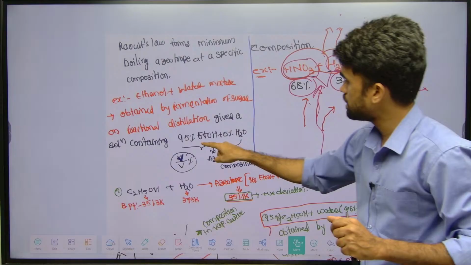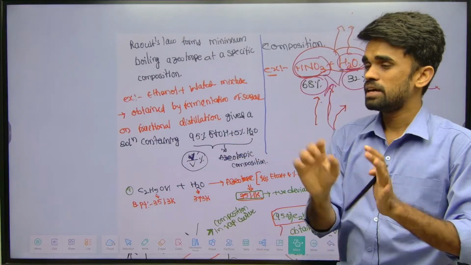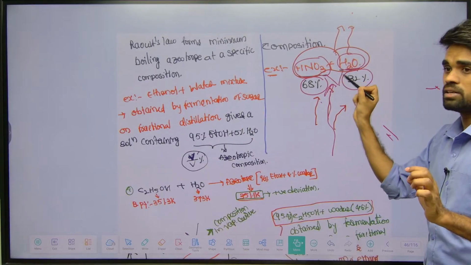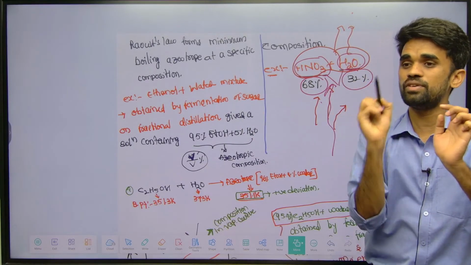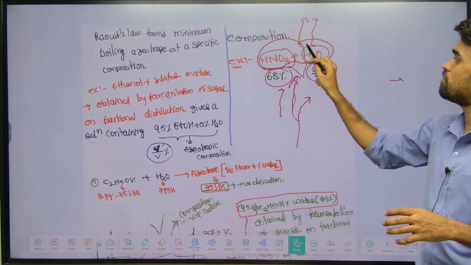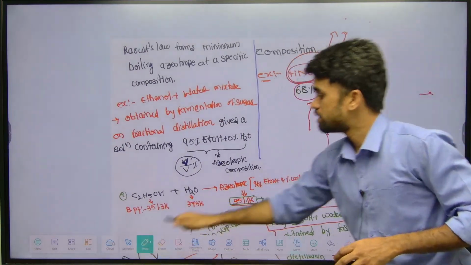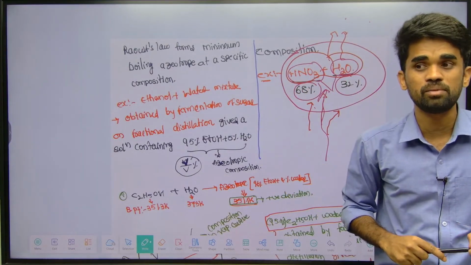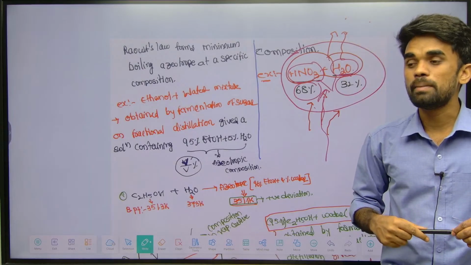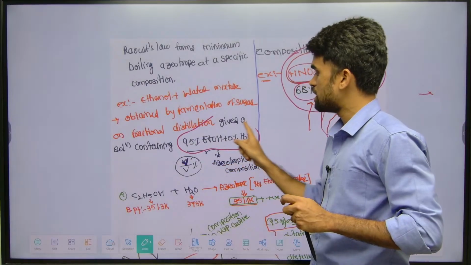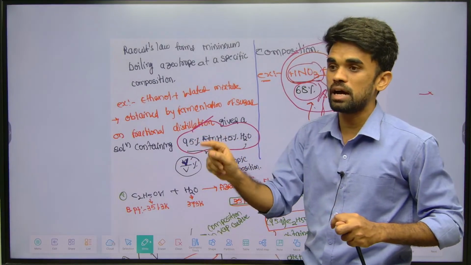The best example is HNO3 plus water, at this composition. Next one is ethyl alcohol plus water. Yesterday's class we discussed: tell me whether HNO3 and water form which type of deviation, negative or positive? Negative deviation. Those who show negative deviation form a maximum boiling azeotrope. If they show positive deviation, they form a minimum boiling azeotrope.